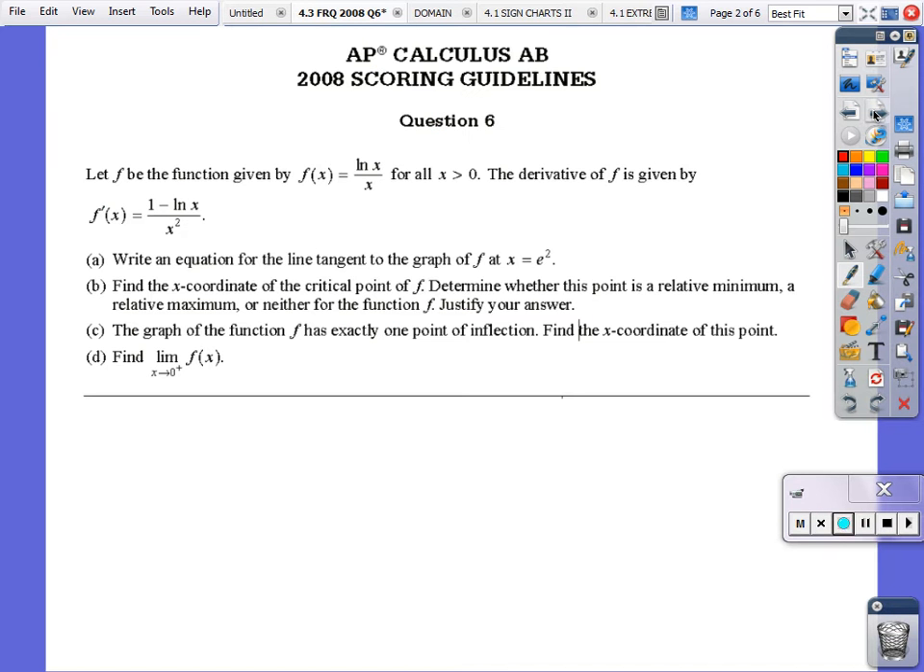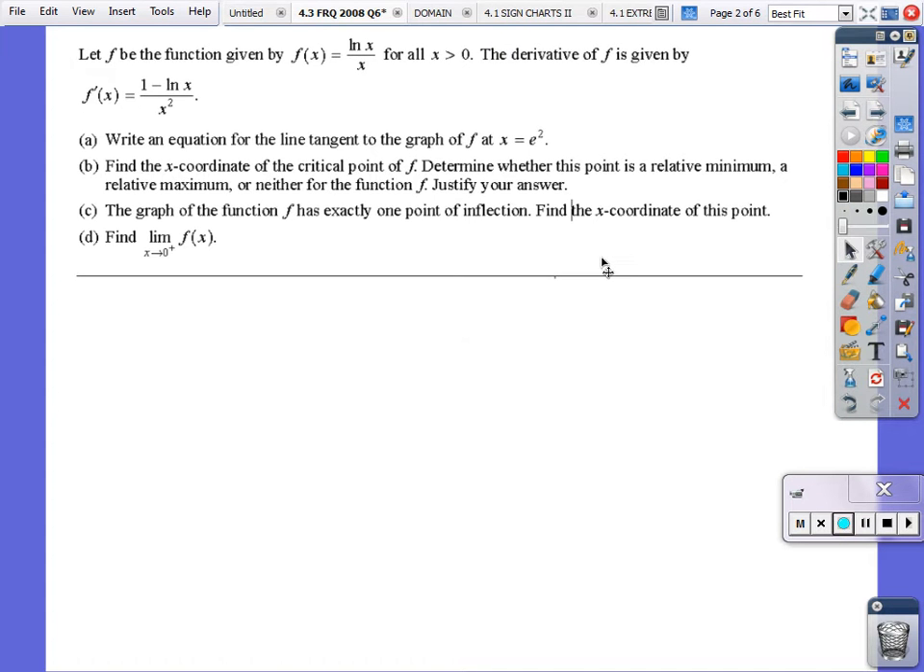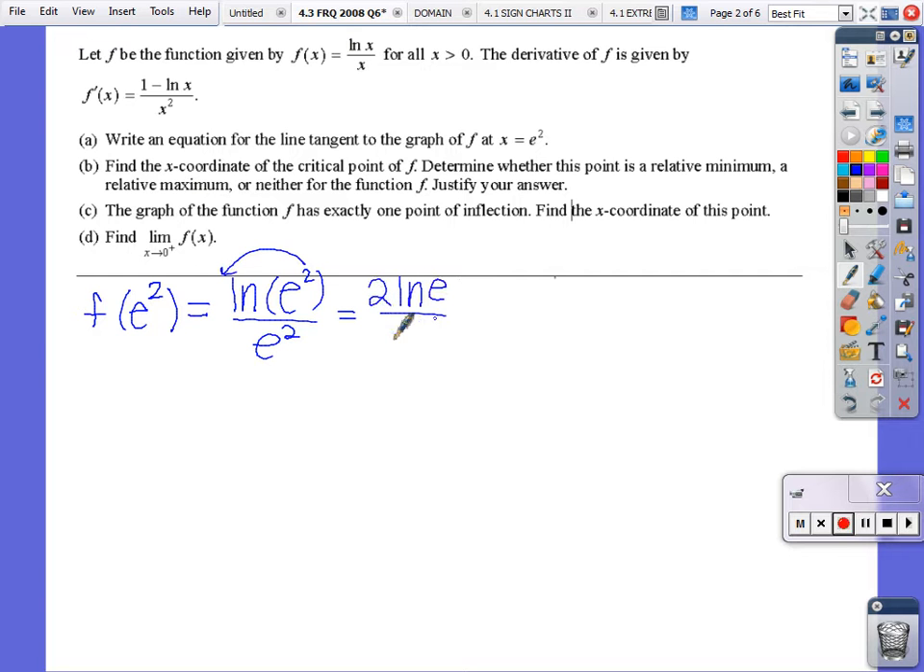All right, so we have the first part, I'm going to move this up a little bit. We're going to be asked to find the equation of a tangent line for the function, and the function's already given. So f of e squared would give me the point. So I'm going to do ln of e squared over e squared. Remember, this power can come into the front, so I get 2 ln of e over e squared. But remember that ln of e is 1, and we get 2 over e squared.